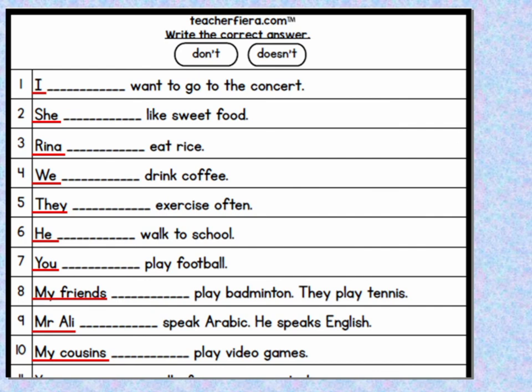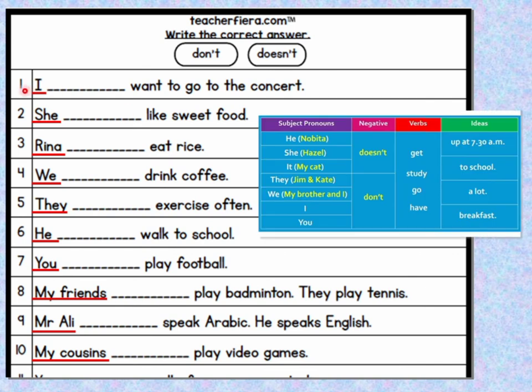Now that you have underlined all the subject pronouns as the keyword, next we are going to fill in the blanks based on the table here. Look at number 1. The subject pronoun is I, which means the answer is don't. Number 2. The subject pronoun is she, so the answer is doesn't. Number 3. The subject pronoun is Rina, so the answer is doesn't. Number 4, the answer is don't. Number 5, the answer is don't.